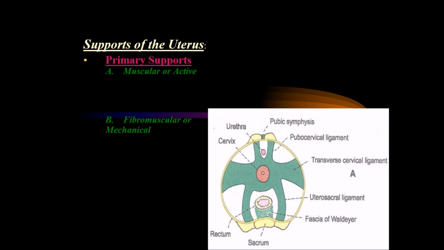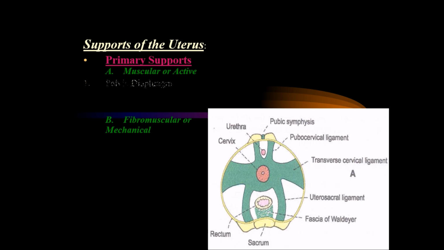So supports of the uterus will be not only ligaments, but there are also additional structures. Even the position itself will be acting as a very important support, which helps in keeping it in its normal position. Okay, so the supports of the uterus are divided into primary and secondary. The primary are muscular, as well as the second type within the primary, which will be the fibromuscular.